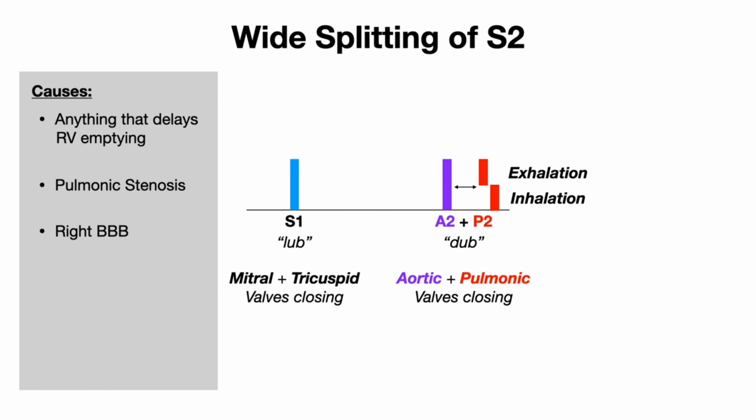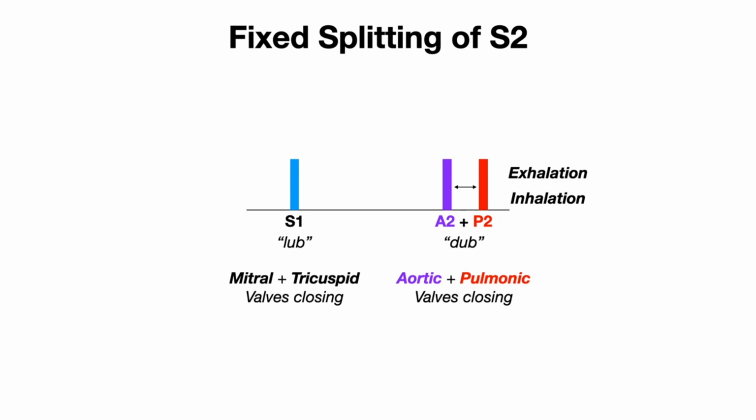Now that you understand wide splitting, let's look at our next example of splitting. So now we'll talk about fixed splitting of S2. In fixed splitting, the A2 and P2 components of the S2, those two separate components of the dub, get spaced out, but during exhalation and inhalation, it's fixed. So you're not going to get that red line separating like we saw in wide splitting. It's going to stay one line that during exhalation and inhalation, it's going to be equal no matter what. So let's talk about what causes fixed splitting.